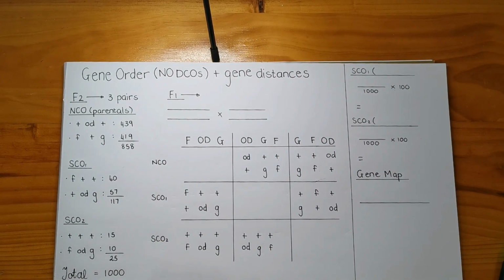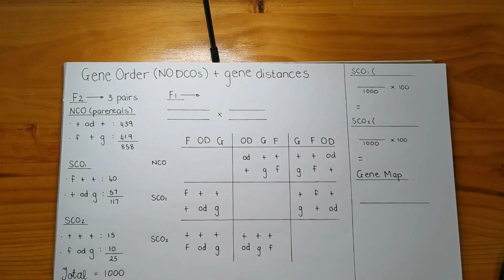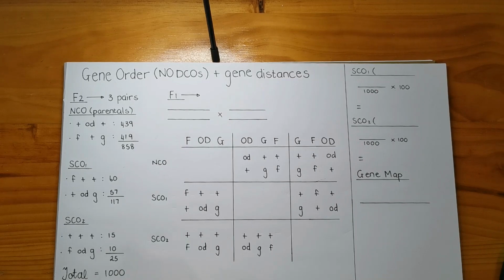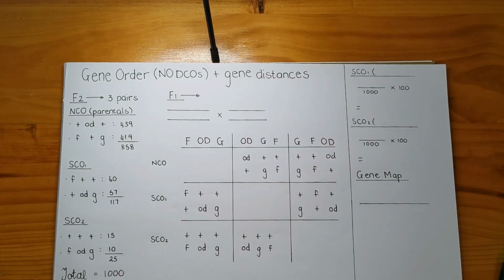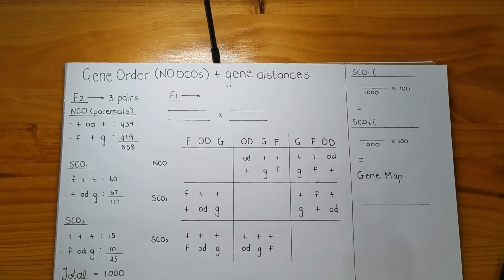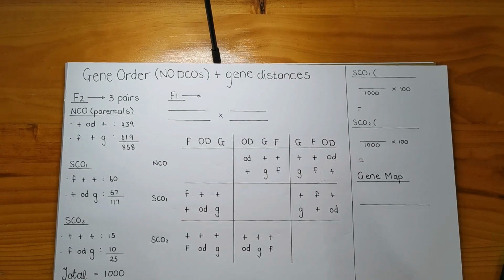Right at the bottom over here, I've shown you that my pluses are for all the wild type, so those are the dominant phenotypes. The lowercase letters are my mutant recessive phenotypes. They also tell you in the question that there are three genes: one for forked, one for outstretched, and one for garnet. So that's what my F, O, D, and G mean.